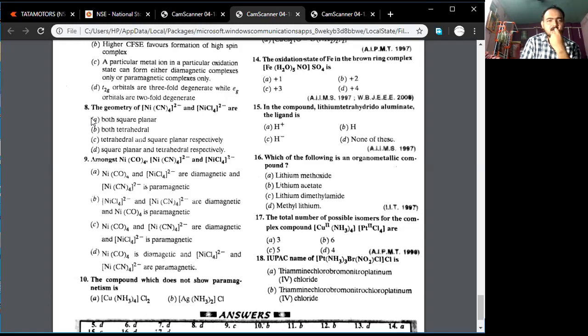Question number 8. The geometry of [Ni(CN)4]2- and [NiCl4]2-. We have discussed it in VBT. In case of [Ni(CN)4]2-, this will have dsp2 hybridization, and [NiCl4]2- will have sp3 hybridization.